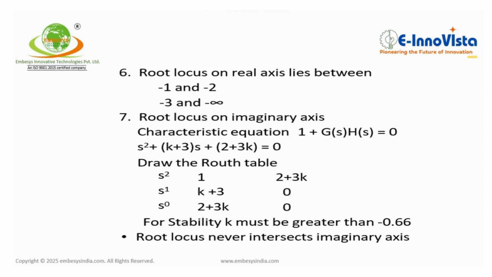For the root locus on the imaginary axis, we know the characteristic equation 1 plus G(s)H(s) equals 0. From this equation, we get the characteristic equation s squared plus (k plus 3) multiplied by s plus (2 plus 3k) equals 0. From Routh's stability criteria, we need to define the stable k value, with rows s squared, s to the power 1, s to the power 0 in this order. Constructing the Routh array, for stability k must be greater than minus 0.66. The root locus never intersects the imaginary axis.